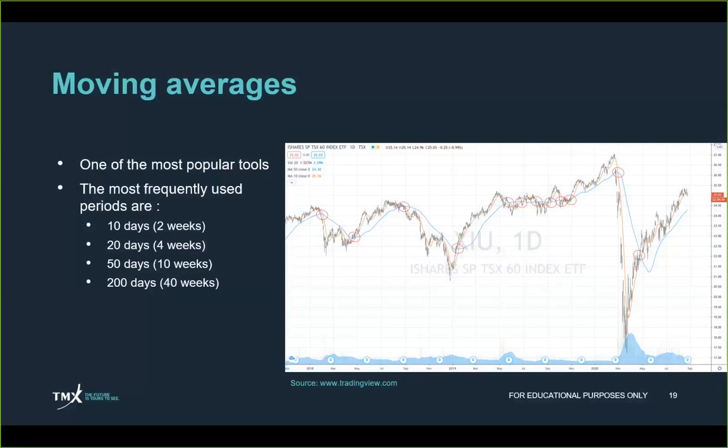So the simple moving average, typically available through any charting software that you can access within your brokerage platform, really works well. The most frequently used are 10 days, which is basically 2 weeks, 20 days, 4 weeks, 50 days, 10 weeks, and 200 days, 40 weeks, which really gives you that bigger picture trend line, right?